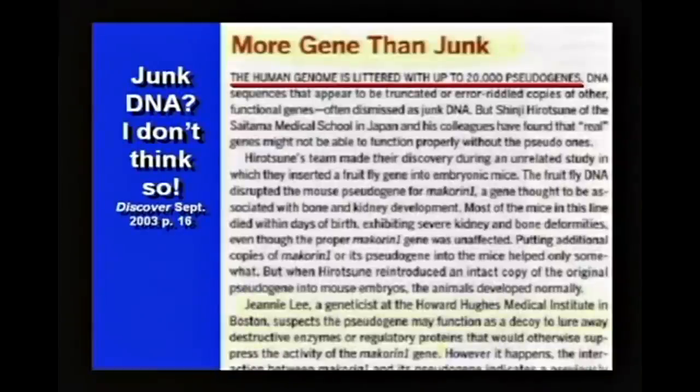This researcher said, human genome is littered with up to 20,000 pseudogenes. That proves evolution. I get this in debates all the time. They'll say, what about the pseudogenes? I said, there's no such thing. They say, well, yeah, there are thousands of pseudo, which means a false gene. It doesn't do anything. Oh, no.